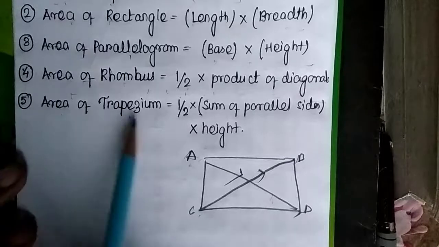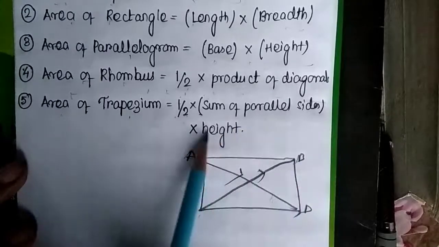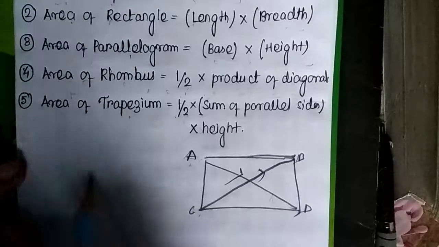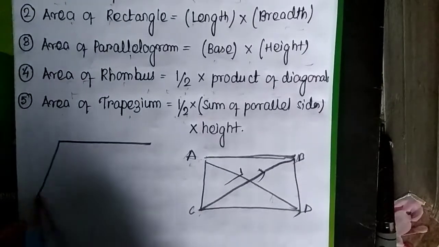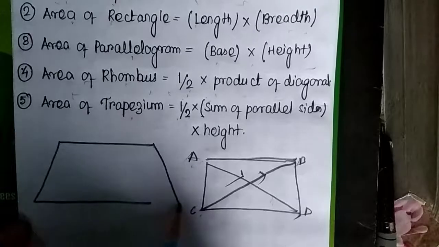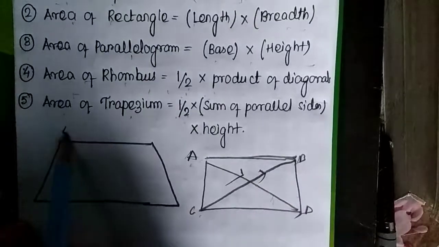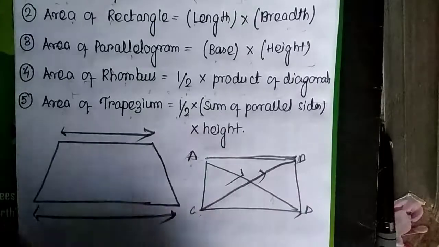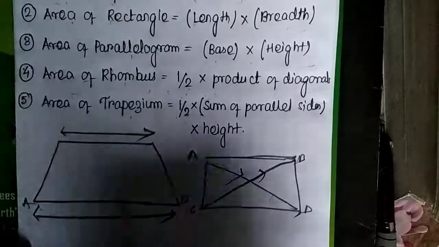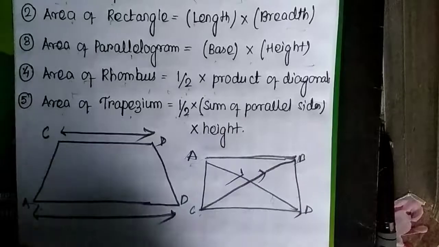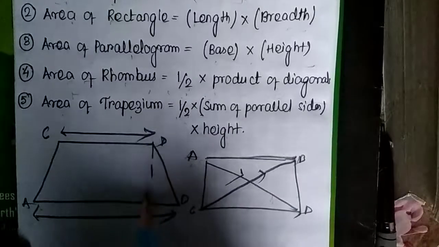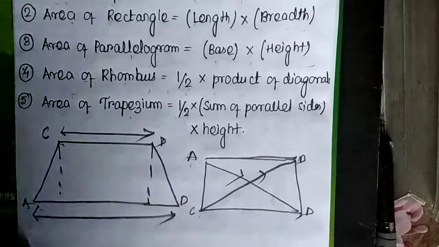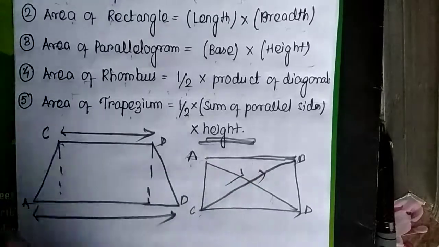Next we have the area of a trapezium, that is half into the sum of parallel sides into height. Sum of parallel sides means the length of this and this length, we add the lengths AB and CD, and height means the perpendicular drawn from here and here. This is the height.